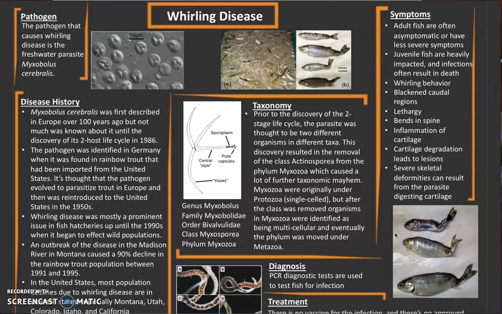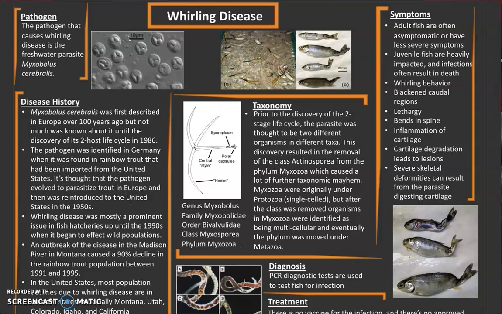So Whirling disease is a disease that affects fish and it's caused by the freshwater parasite Myxobolus cerebralis. And this parasite was first described in Europe over 100 years ago, but it was described incorrectly. So before the discovery of its two-host life cycle in 1986, this one organism was thought to be two different organisms in different taxa, and this created a lot of issues for its taxonomy. And until its eventual movement of the entire phylum Myxozoa to be grouped with Metazoa instead of Protozoa.